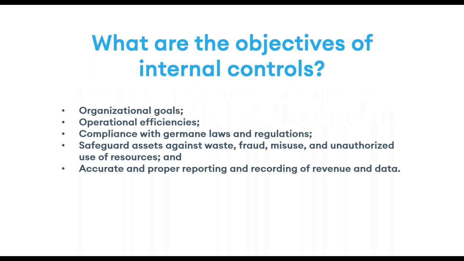So the objectives of internal controls. Internal controls are controls a business establishes, and they should be all-encompassing and should extend to administrative and operational systems as well. Keep in mind that the objectives of internal control systems are to achieve organizational goals, operational efficiencies, and compliance with laws and regulations. They are used to safeguard assets against waste, fraud, misuse, and other unauthorized use of resources, and also to create accurate and proper reporting and recording of revenue and other data.